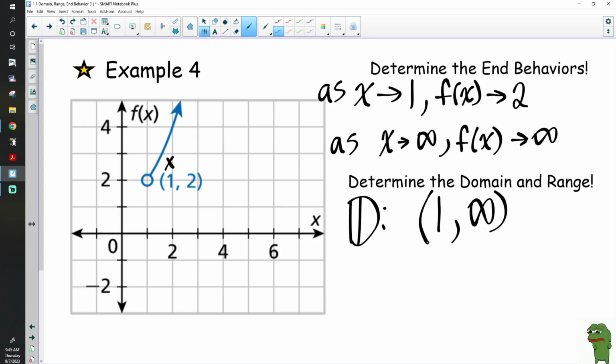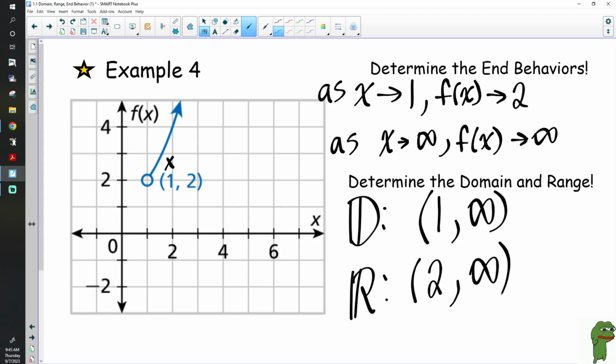Last thing, range. And we're done. What's the lowest this graph goes? 2. This doesn't have a trick like example 3. 2, the starting point was the lowest point. How high up will it go? What goes on both sides? Parentheses, parentheses. That's a wrap. End behavior, domain, and range.